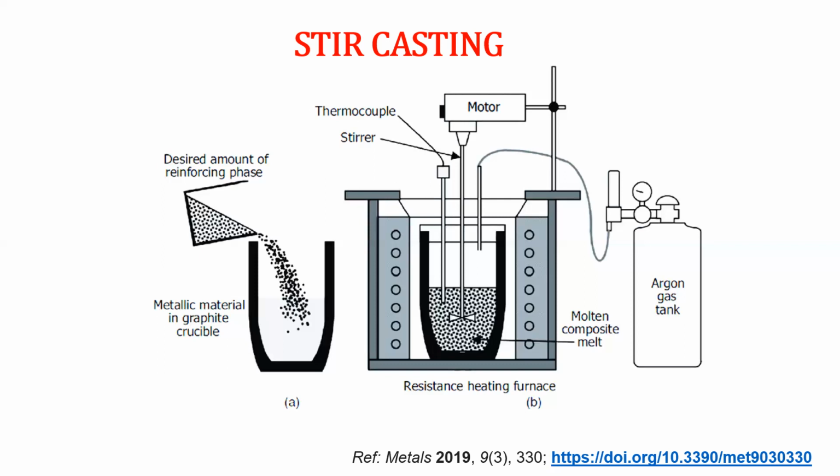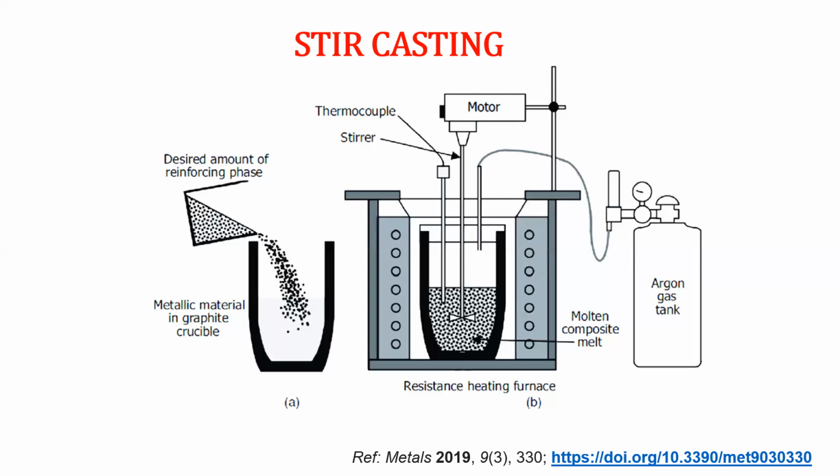So here the word stir. In stir casting, after melting of the raw material, a stirring action is induced to mix the molten metal properly. The stir casting process is mainly used for the fabrication of composite materials.